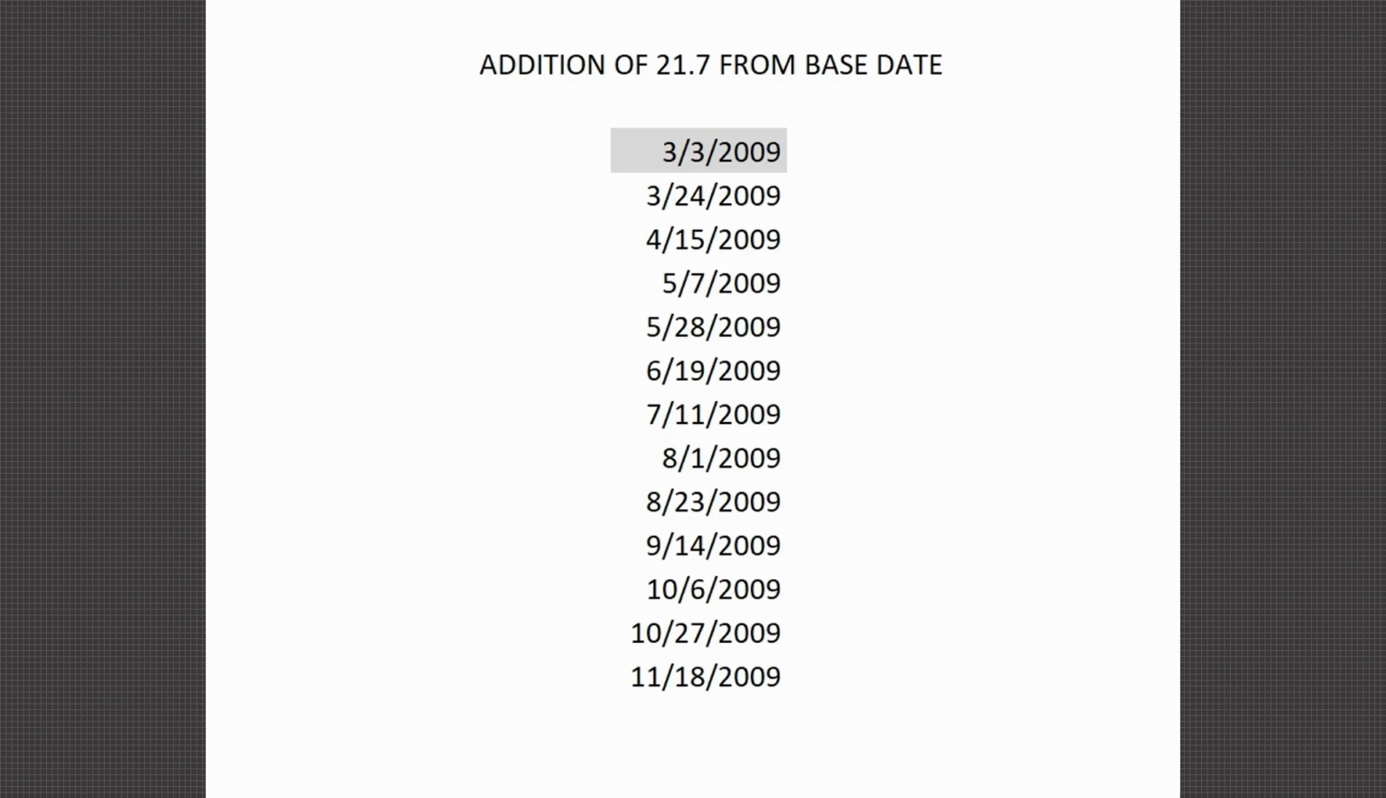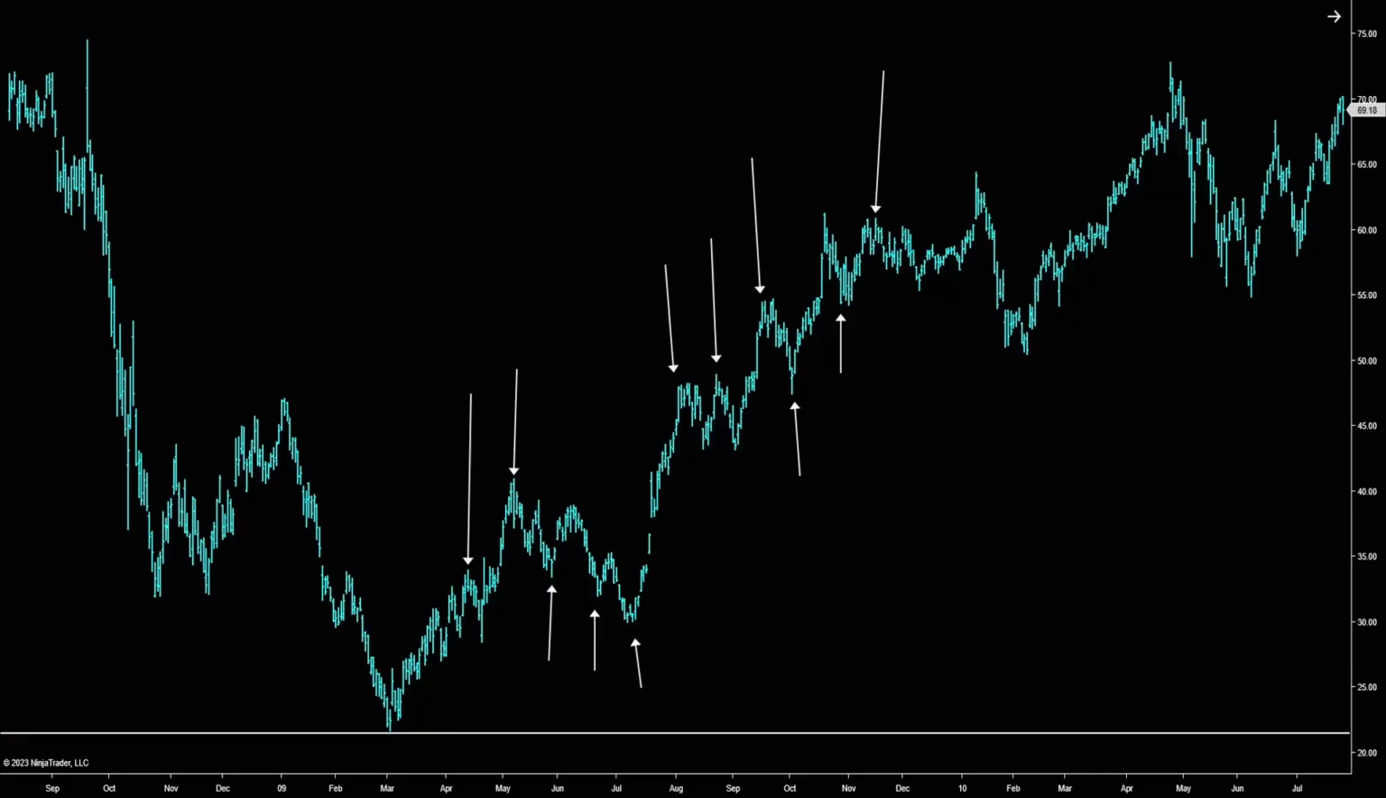Very critical concept to understand. So all these dates were generated using that technique. And we're going to put these dates and mark them off on a chart. Have a look at them. The arrows were drawn in to show you the market action at those dates.